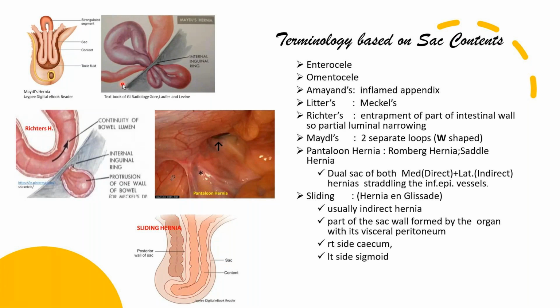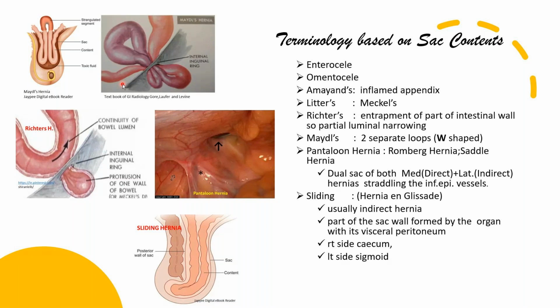Then a pantaloon hernia. Pantaloon hernia, also known as a rhombus hernia or a saddle hernia. You know what a saddle is? A saddle is basically on a horse or a mule, wherever you apply it. So you've got one leg on one side of the horse, the other leg on the other side of the horse. Similarly, pantaloon is saddling the inferior epigastric artery.